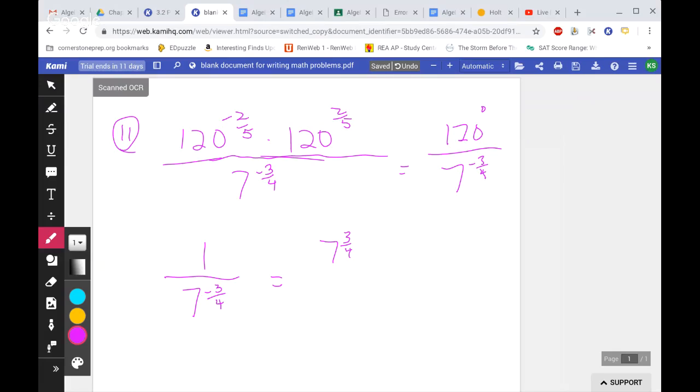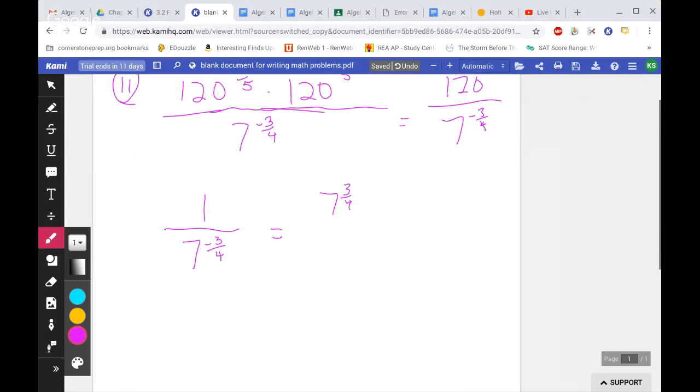Oh, that makes sense. Okay, because I saw the answer in the back of the book, and I was confused. I was like, how did they get the 7 to the 3/4? But I didn't take away the 120 with the 0. So that makes a lot more sense now.